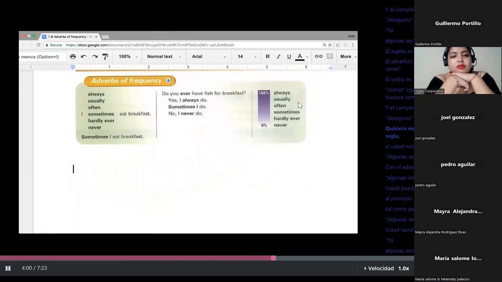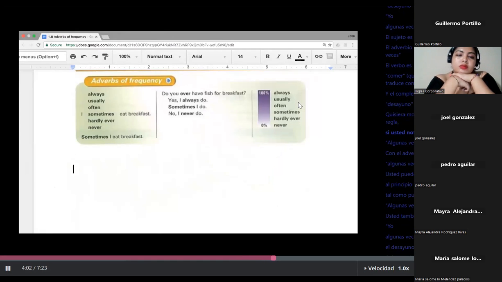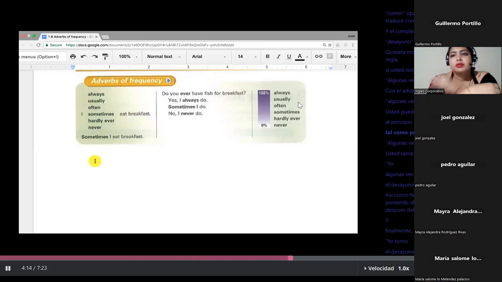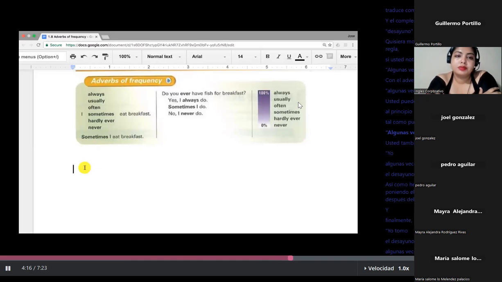I would like to show an exception to this rule. If you notice the example, sometimes I eat breakfast. With the adverb of frequency, sometimes, you may put that at the beginning, just like you see on the example. Sometimes I eat breakfast.